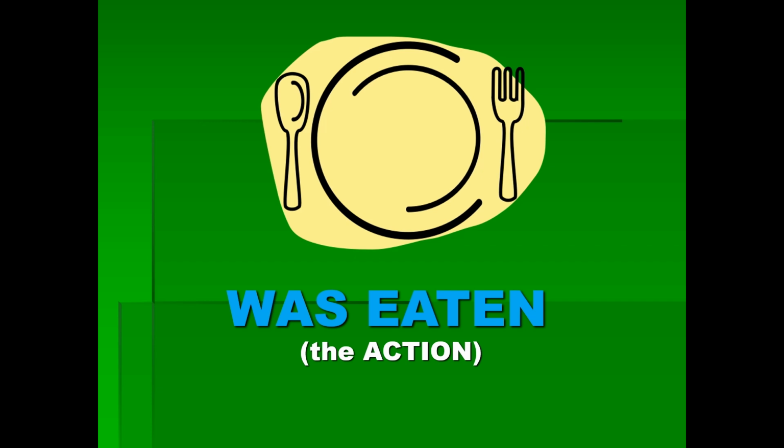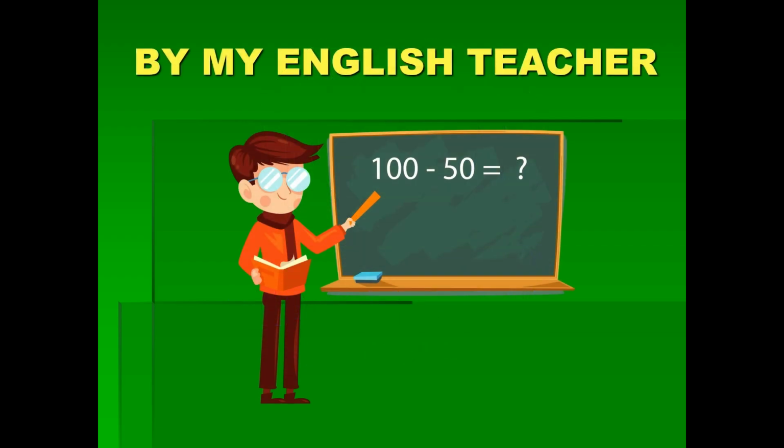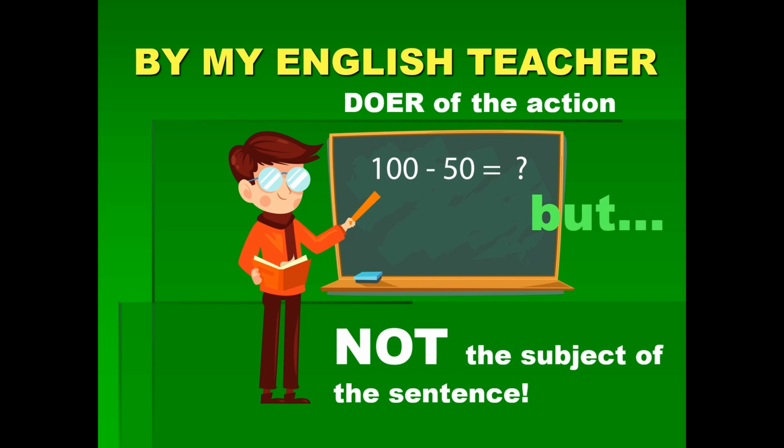The pasta is not the one doing the eating. The pasta is the one being eaten. It's the receiver of the action. And then we end with by my English teacher. Now, even though the English teacher is the one eating the pasta, the English teacher is not the subject of the sentence. Remember that the subject of this passive voice sentence is going to be some delicious pasta.